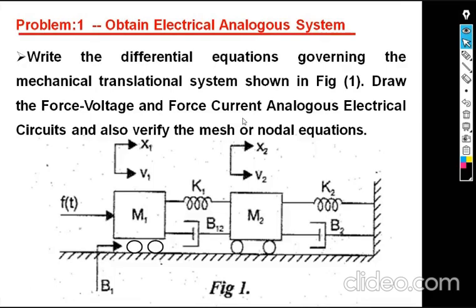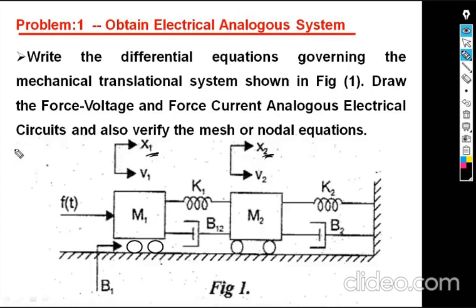Now let me solve this first problem here. If you observe this one, all of you are aware, how many displacements are there? There are two displacements. One is x1 and another one is x2. So what are the elements which are connected to x1? To write the differential equation, you need to follow the first step. What is the first step?